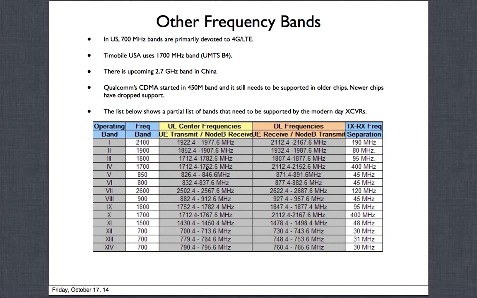There are upcoming 2.7 gigahertz, it's not upcoming, I think it's already there now, 2.7 gigahertz bands in China. That is kind of the highest frequency that was there, and they are actually pushing it higher. I think there are certain bands coming up which are even going to 3+ gigahertz. I don't know the exact frequency number, but those are also coming. One of the other points I made is Qualcomm CDMA when it started, it was at 450 megahertz. Most of them don't support it, but this support is still there in some of the older chips. So this is another band which is not in the quad band that has to be supported.